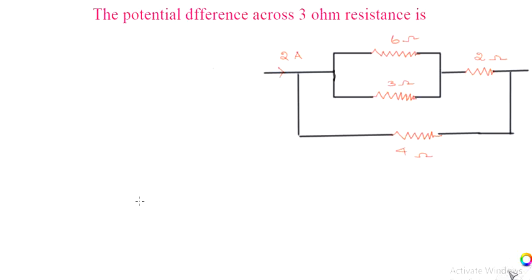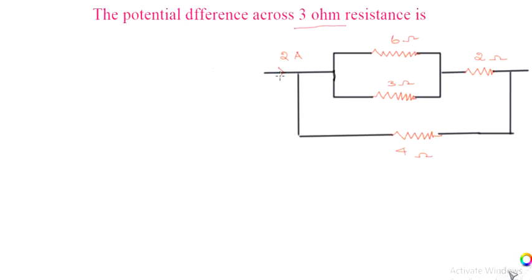Good morning. Today we are going to solve one objective question. It is asked in the JEE exam. Let us solve this. The potential difference across the 3 ohm resistance is, okay, a circuit is given and we have to calculate the potential difference across the 3 ohm. That means we have to find out the potential difference across this resistance only.